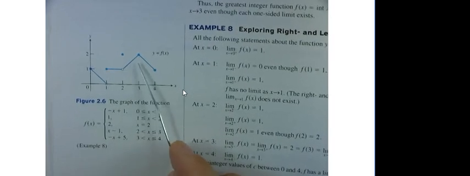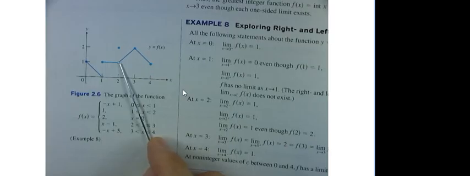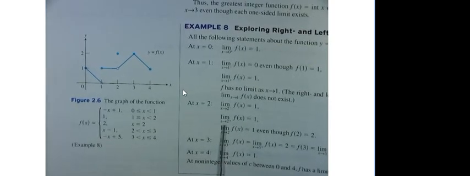When I come from positive infinity, I come down and come down, it's approaching what? 1. So my limit from negative infinity is 1. My limit approaching 2 from positive infinity is 1. So the two-sided limit exists and is 1. Whenever the positive and negative infinity approaches equal 1, then the two-sided limit equals 1.